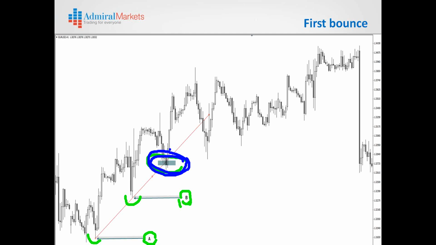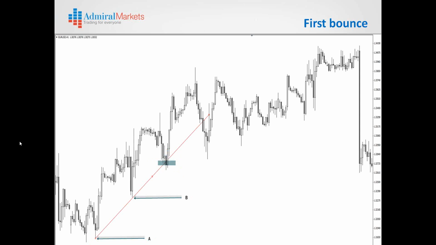So after the two swing lows have been established, we draw a trend line, we use the ray function to ray the trend line, and then we wait for the price to retrace as close to the trend line as possible so we can take a trade. So this is called trading first bounce. We don't wait for breakout, pullback, continuation. We don't wait for any of the patterns. We want to trade as early as possible, so we trade the first bounce.